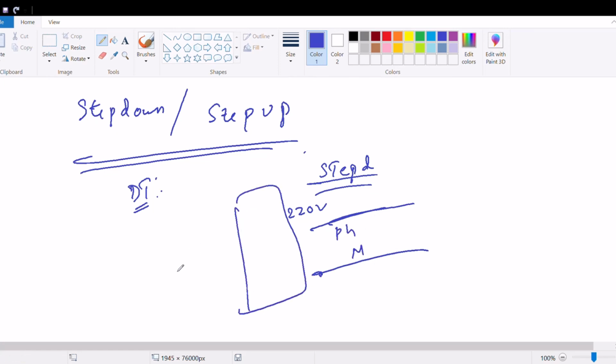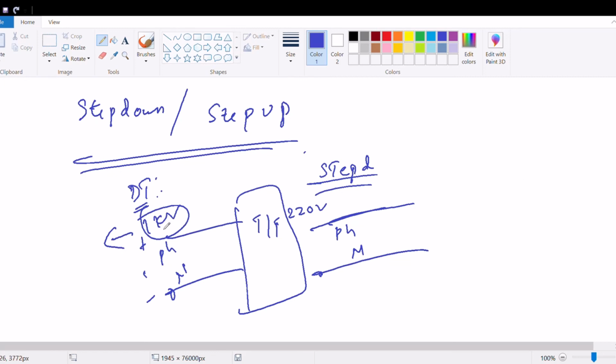We don't go into the reason, and it is not our topic right now to discuss why. Suppose this is a transformer having some 1 kV input, phase to neutral, and why 1 kV is another topic. This steps the input voltage down to 220 volts, which is desirable for our daily purposes. So this is called a step down transformer, which steps down the voltage.